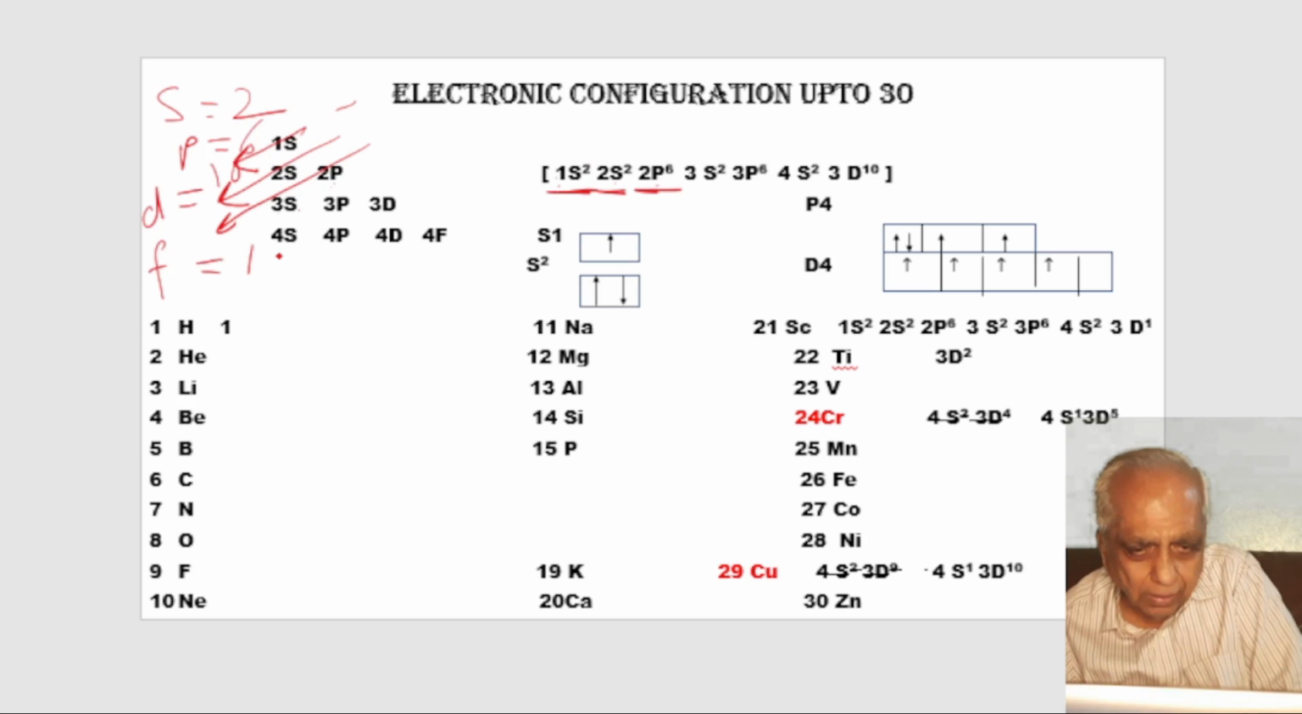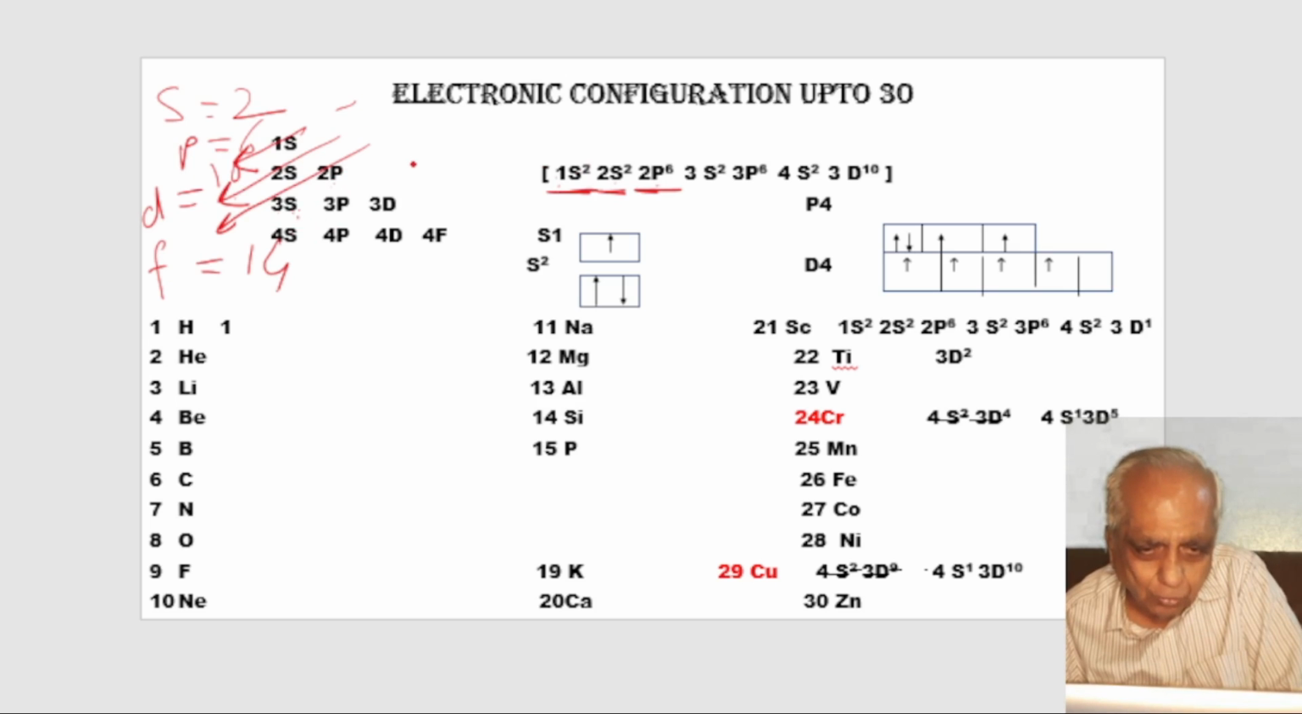It is increasing by 2. S is 2, P is 6, 4 more, D is 10, 4 more, F is 14. So these you should learn. S is 2, P is 6, D is 10, F is 14. So now after 2p6 I am getting 3s2. After getting 3s2 it will be like this.